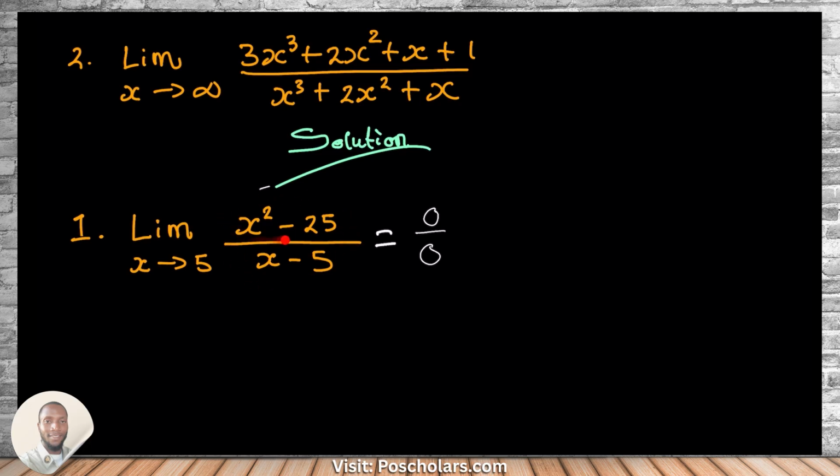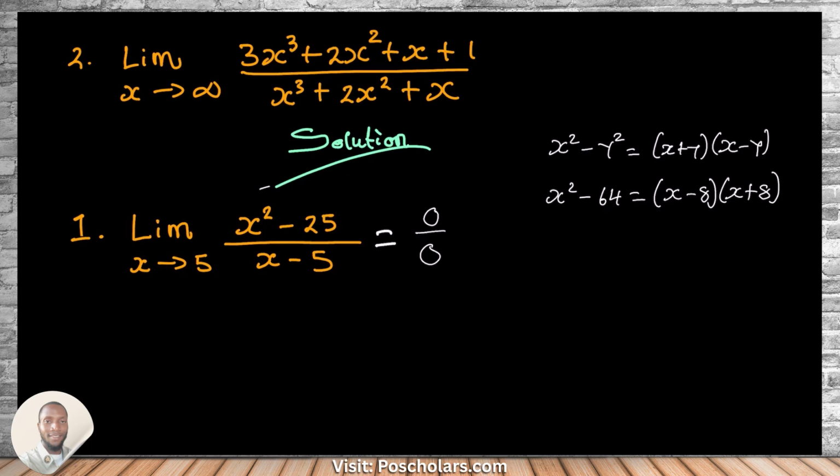If you observe this numerator, you will see that it's looking like a difference of two squares. Remember, the difference of two squares says if you have x squared minus y squared, it can also be written as x plus y times x minus y. Similarly, if you have x squared minus 64, it becomes x minus 8 times x plus 8. So that's the rule guiding the difference of two squares, and here we have it.